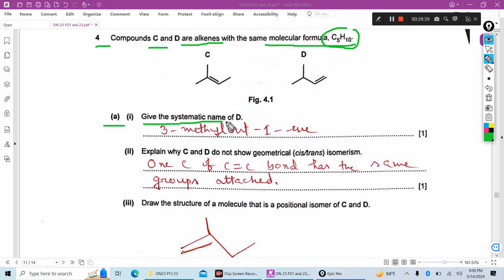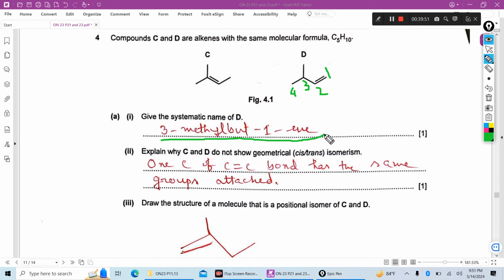A1, give the systematic name of D. 1, 2, 3, 4. So 3-methylbut-1-ene, because number 1 carbon contains the carbon-carbon double bond. 3 carbon contains one alkyl group methyl, so 3-methylbut-1-ene.